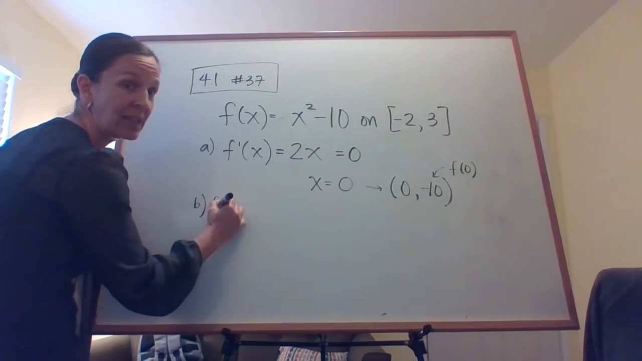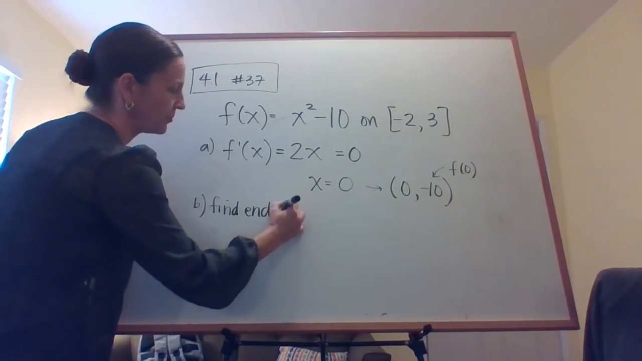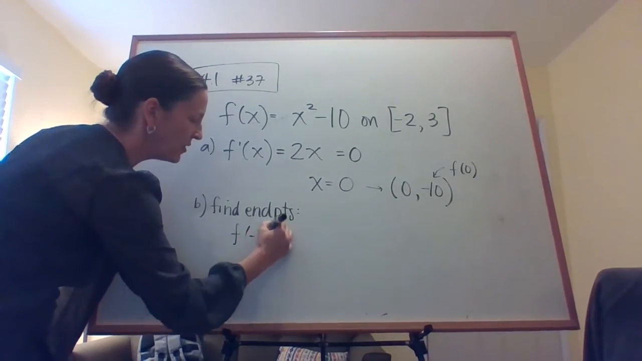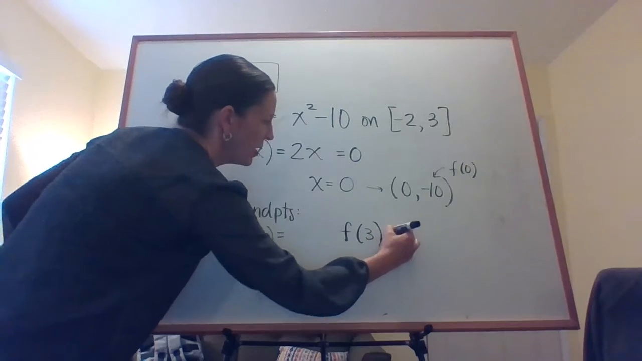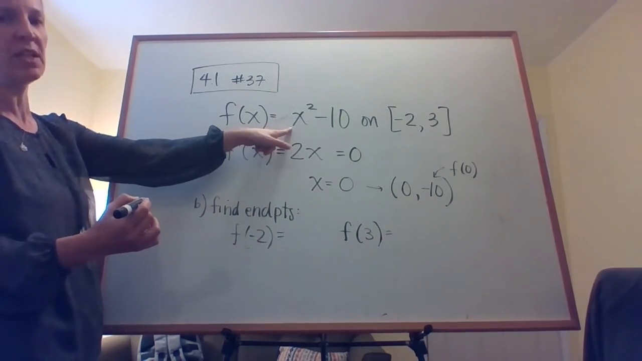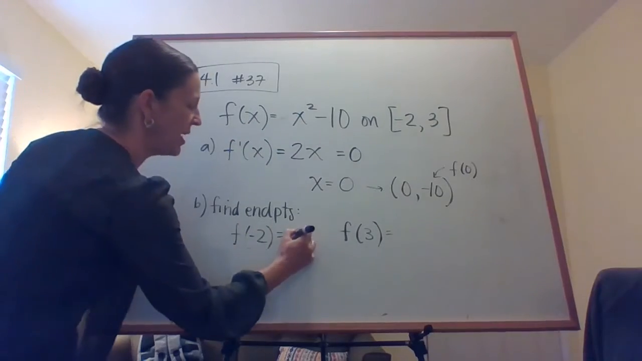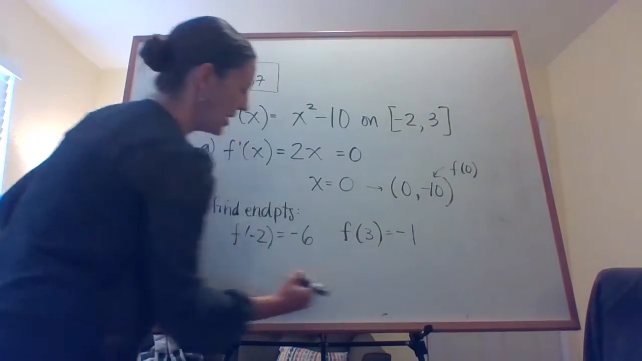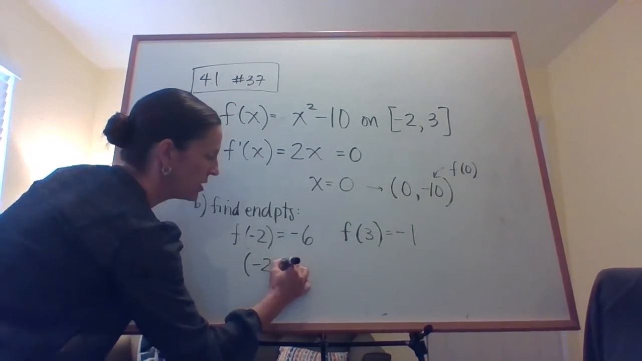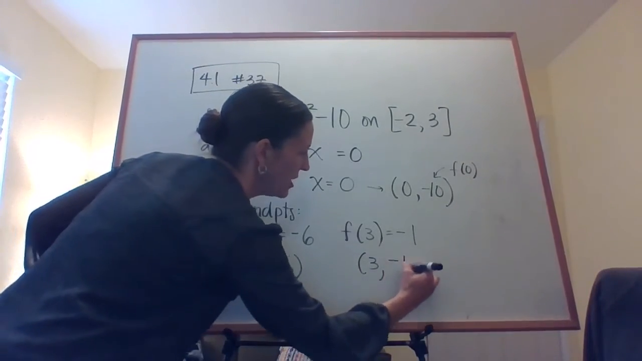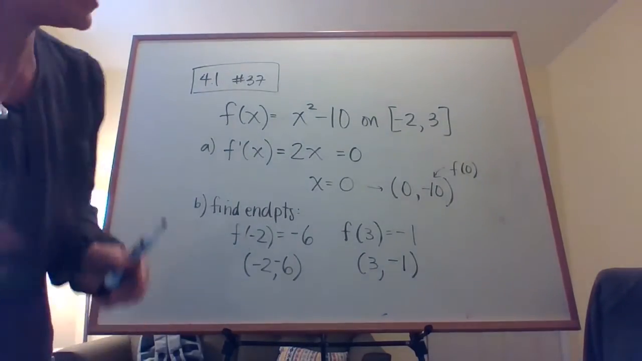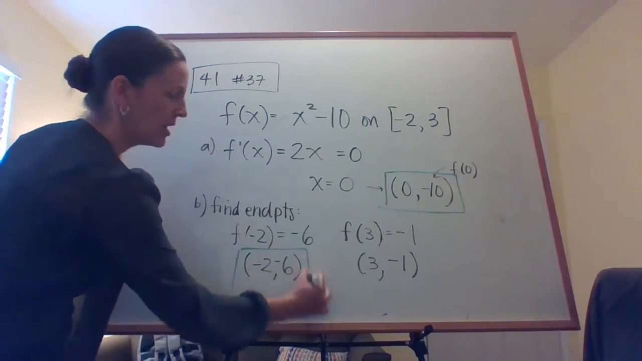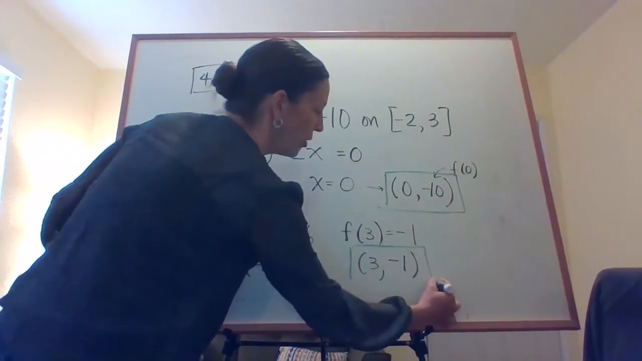Okay, so now I need to find the endpoints. That means if my interval is from -2 to 3, then I need to find f of -2 and f of 3. So if I plug -2 in here, I end up with 4 minus 10, that's -6. And if I plug 3 in here, I end up with 9 minus 10, that's -1. So I have the point (-2, -6) and (3, -1).